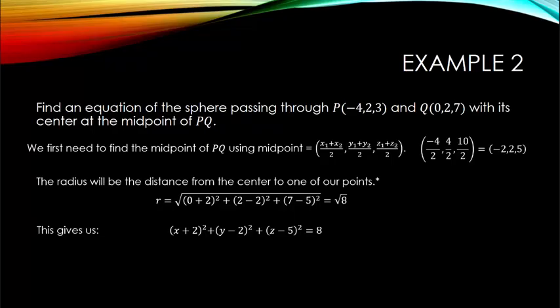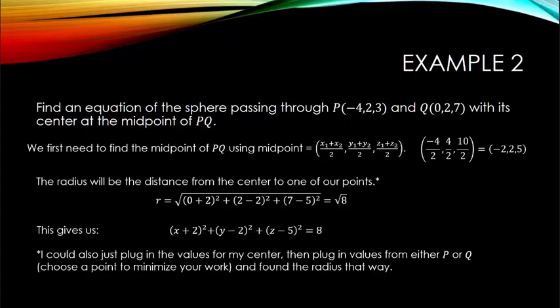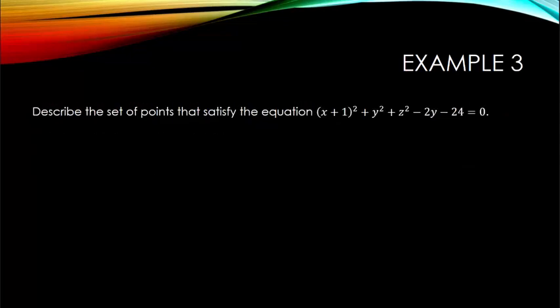Now I could also have just plugged in the values for my center once I found it, and then plugged in the values from either point P or point Q, whichever one will minimize the work I have to do, and found the radius that way. Let's work another example.